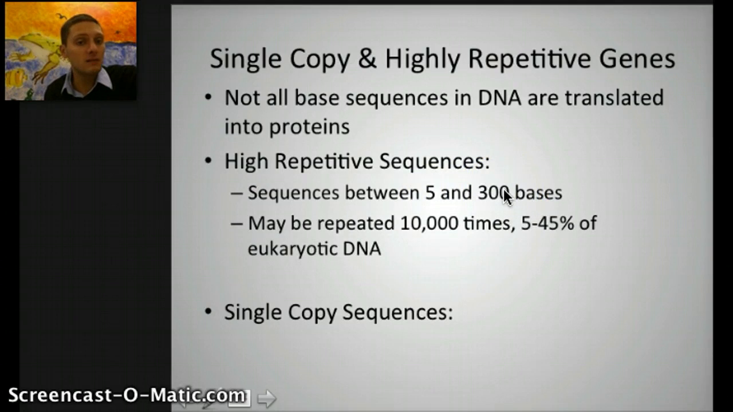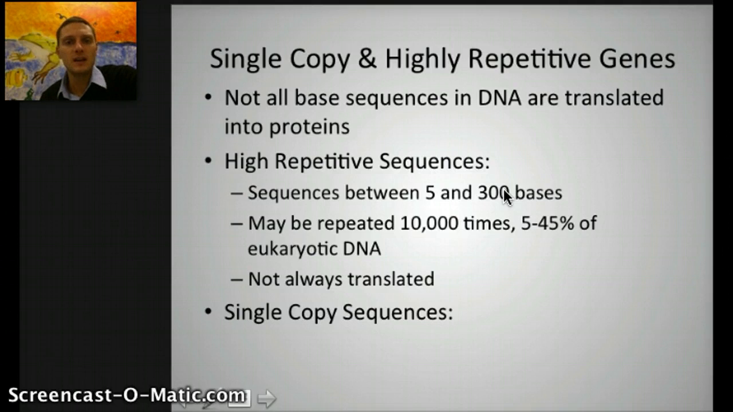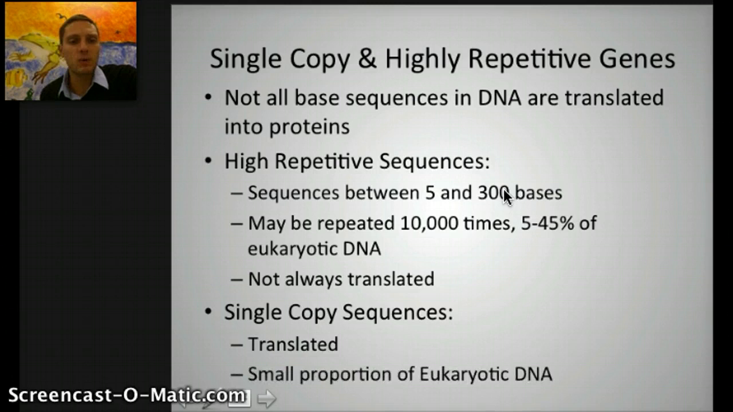This sequence of 5 to 300 bases might be repeated 10,000 times, and generally it consists of anywhere between 5 and 45% of the eukaryotic DNA. So it's a large portion of the eukaryotic DNA, and it's not always translated. We have this chunk of DNA, anywhere from 5 to 45% of eukaryotic DNA, that's not generally translated. The opposite of that is a single copy sequence, and this is translated. It occurs much less frequently, and it's a very small proportion of the eukaryotic DNA overall.